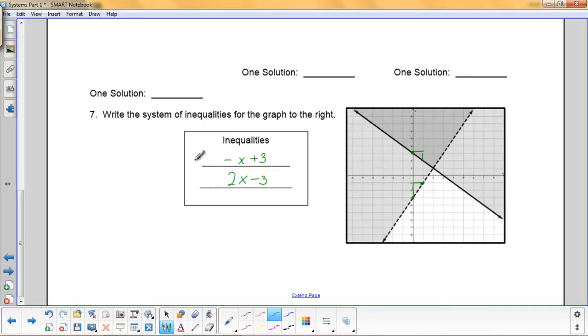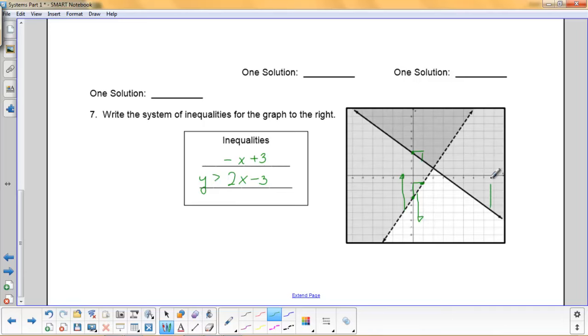Now what I've got to do is figure out which side of the line is in the solution set. So the dotted line, if I point up, that's greater than. If I point down, that's less than. What is above is shaded. Therefore, it's going to state y is greater than the line 2x minus 3. I know that I do not need to put an equal to here because the line is dotted.